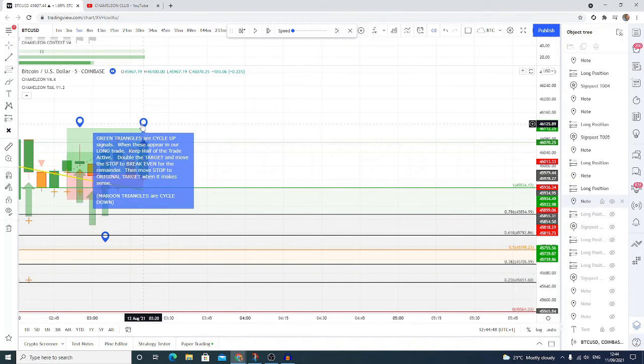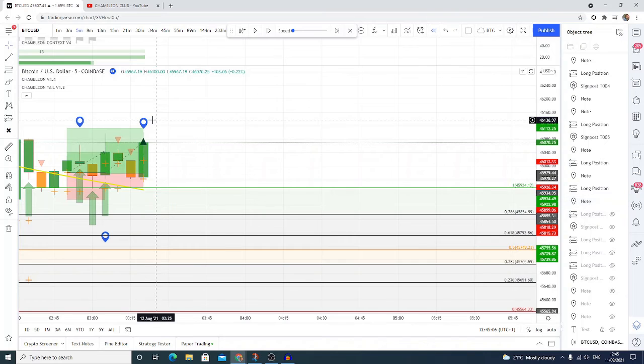Green triangles are cycle up signals. When these appear in our long trade, keep half of the trade active. Increase the target and move the stop to break even for the remainder. Then move the stop to the original target when it makes sense to do so.